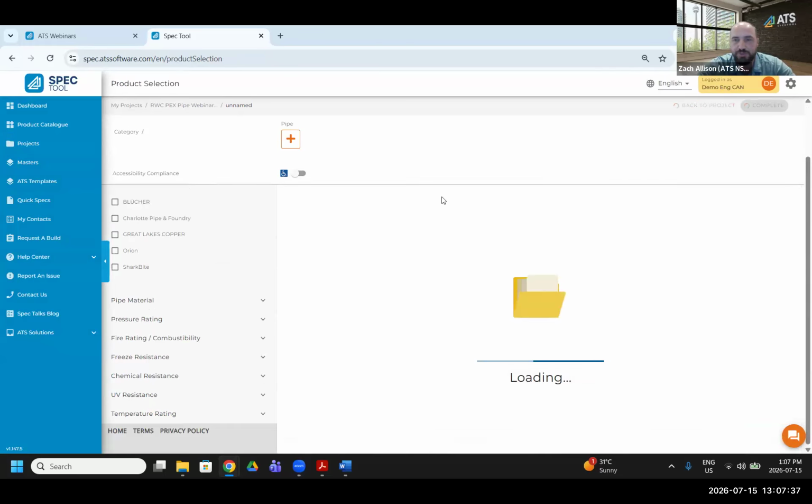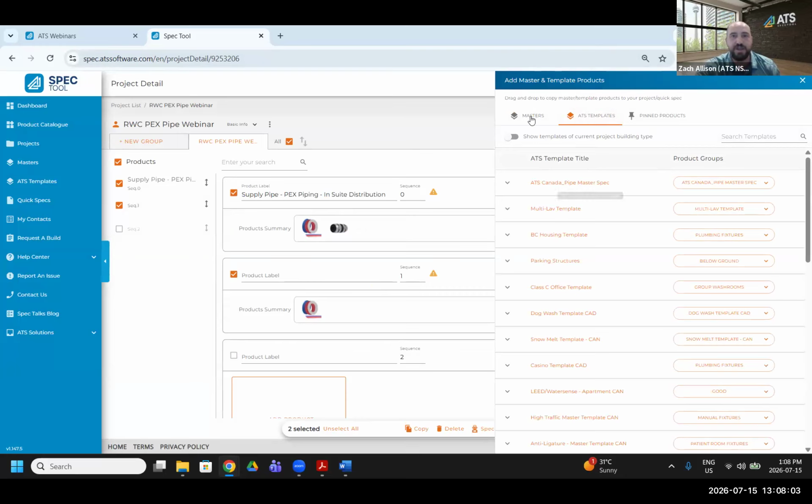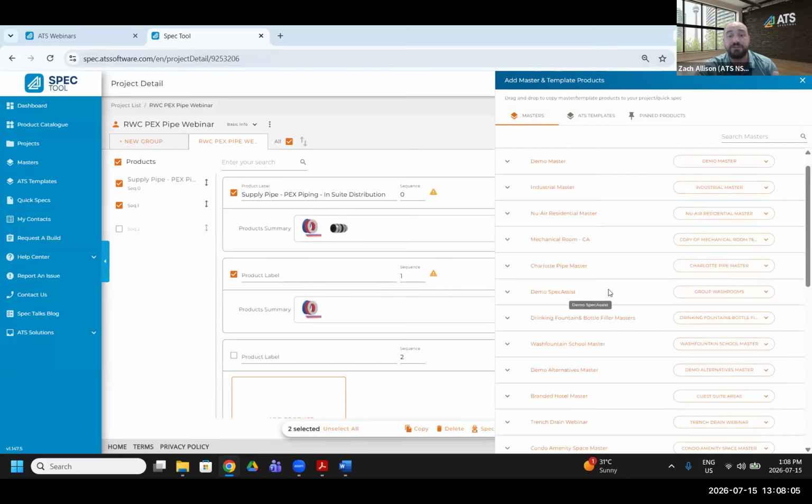The other key part of masters, which I really think is a difference maker, is they work the same as our templates. So this is our quick access drawer. You have ATS templates, which is basically ATS's recommendations. And then you have your master. So you can share these across your firm. So your BC firm can be working with the same drainage or pipe or water heater master, sump pump master as your Ontario office. Your EIT can be working off of your pre-approved selections for what you, as the expert, know should go into the high rise or the low rise. And it might have slightly different selections. And these are all going to be kept up to date the same way that we keep our templates up to date.